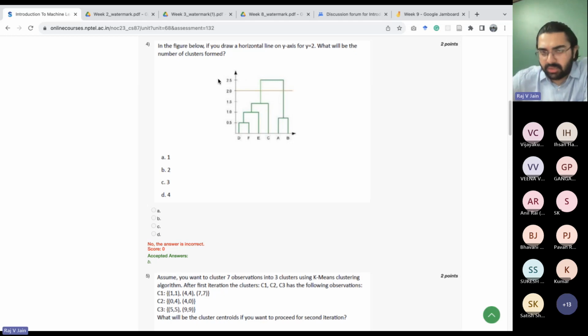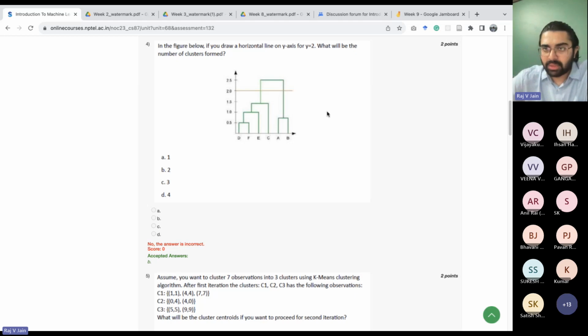Again, this question, for example: if you draw a horizontal line, the number of vertical bars it cuts is the number of clusters that will be formed. We are saying, I want clusters where the metric on the y-axis is at most 2, that is, 2 or less than 2. So this is one cluster and this is another cluster. A, B will become one cluster, and C, D, E, F will become another cluster.